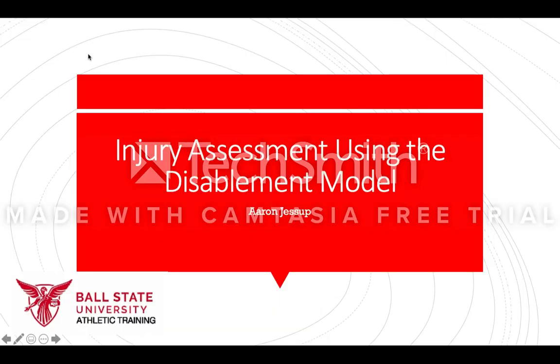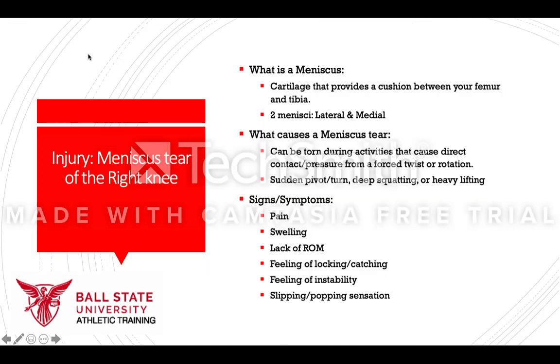I am a master's student in athletic training at Ball State University, where today we'll be discussing the injury assessment using the disablement model. For this model specifically, we're looking at a male patient with a torn meniscus in his right knee. The meniscus is the cartilage that provides a nice cushion within the knee joint between your femur and your tibia. Within each knee, there's actually two menisci, a lateral and a medial.